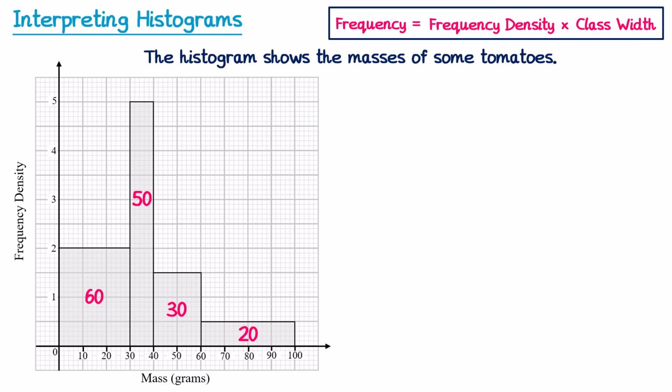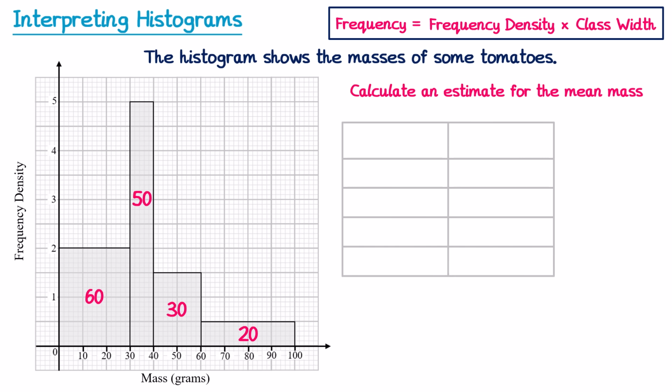Something else you could be asked to calculate from a histogram is an estimate of the mean. To do this, it's usually easiest to turn the histogram into a frequency table, like we did at the start of this video. So we're going to write out a frequency table for this histogram. This shouldn't take long since we've worked out all of the frequencies.